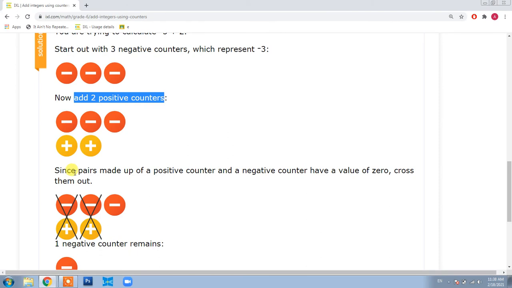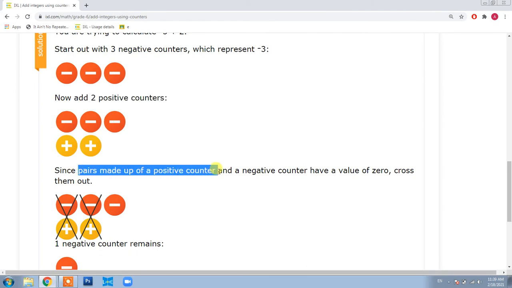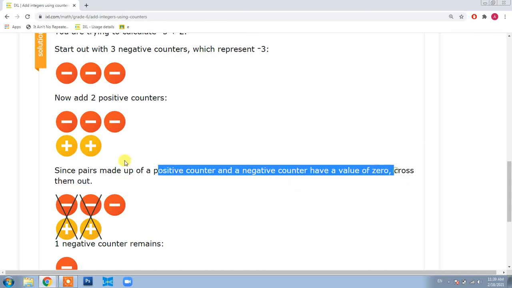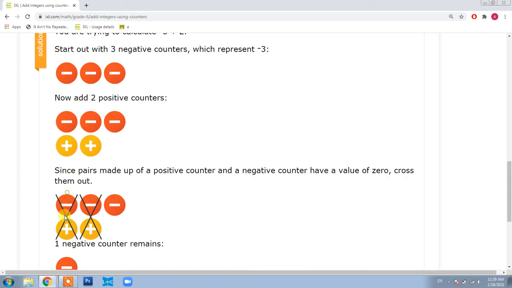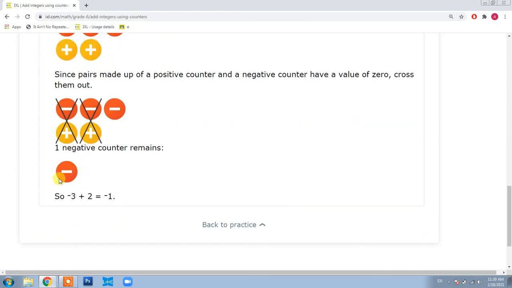Now you know that a pair made up of a positive counter and a negative counter has value 0, so you can cross them out. So this first pair, minus and plus, cancel each other out, and similarly these two counters cancel each other out. So what are you left with? You are left with only one negative counter. That means your answer should be -1. Well, this is a very simple skill.